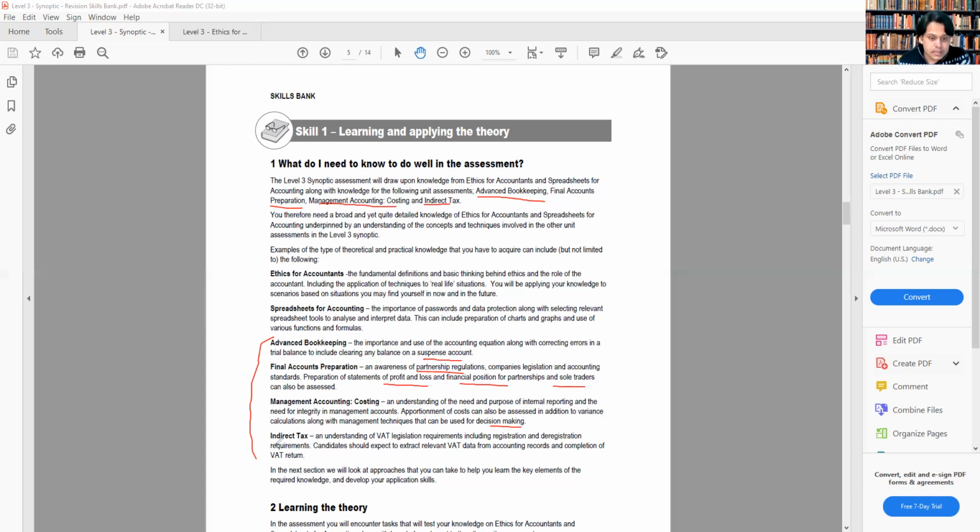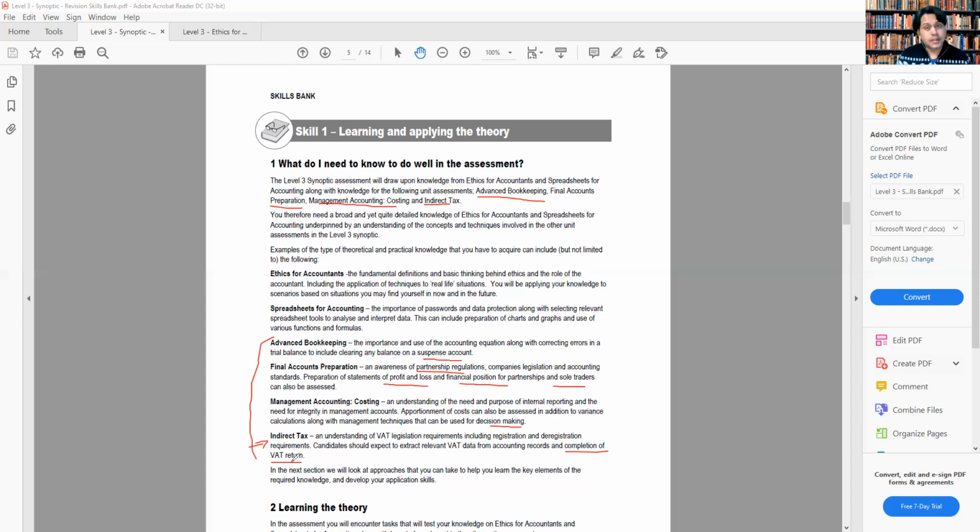On the indirect tax, this is mainly the question from the VAT return and the VAT control account. So these four areas you have to have some idea. For example, if you don't remember your incomplete records, you need to look at the incomplete records. If you don't remember the template of the sole trader, the limited company, or the partnership, for example, the current account, the capital account, and how you prepare the appropriation account, this has to be in your head.